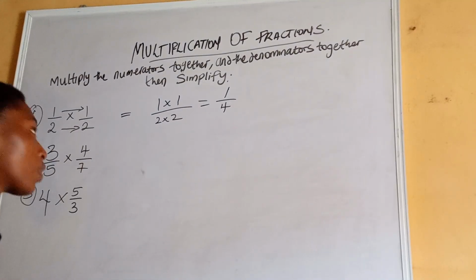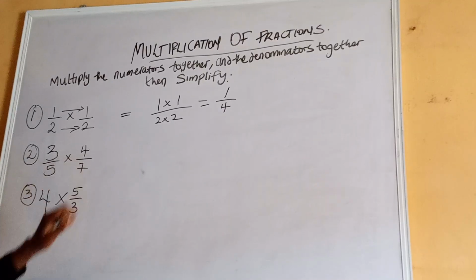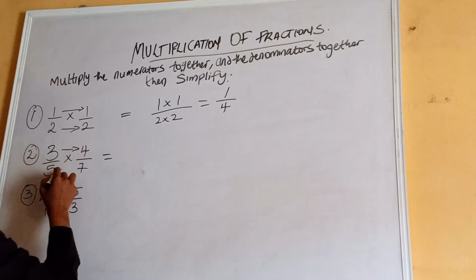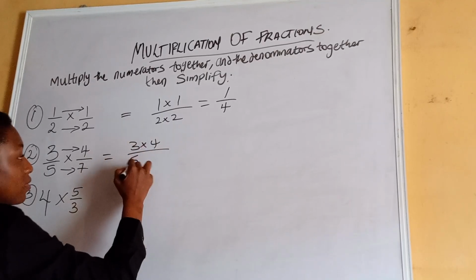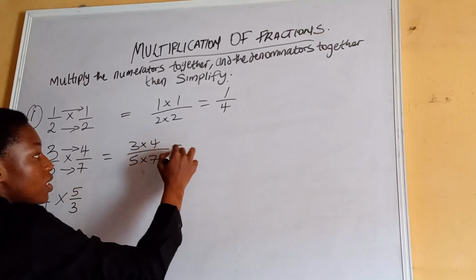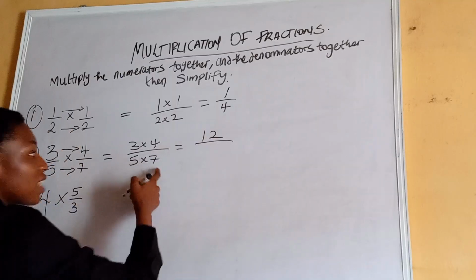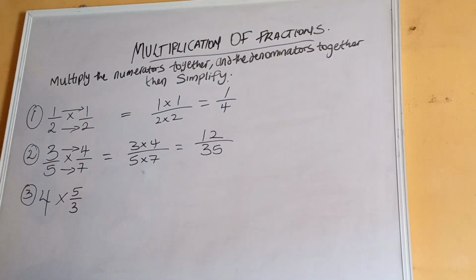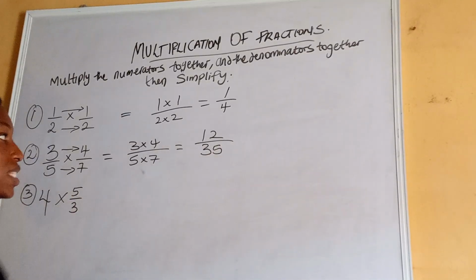That's our final answer. Over here, we have 3 over 5 times 4 over 7. What you need to do is 3 times 4 all over 5 times 7. 3 times 4 is 12, all over 5 times 7 is what? 35. Can you simplify this? This is in the simplest form, so you leave your answer like this and then you continue.